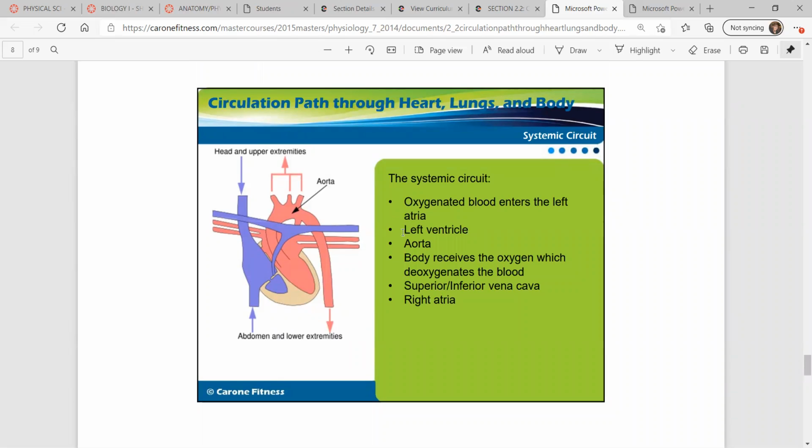And this circuit goes like this. Oxygenated blood enters the left atria, goes into the left ventricle, into the aorta. The body receives the oxygen, which deoxygenates the blood. So the blood is oxygenating the body, therefore, it doesn't have any oxygen left within itself. It goes to the superior or inferior vena cava, depending on which part of the body it went to. Superior is for your upper body, inferior is for your lower body. And then back into the heart, into the right atria.